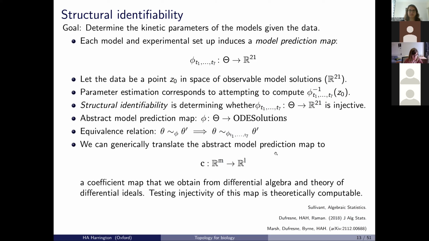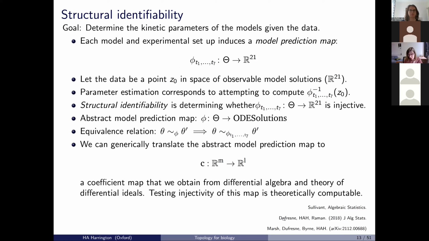Now, by using the theory of differential algebra and differential ideals developed by Ritt and Kolchin in the 50s, 60s, 70s, we can translate asking injectivity about this abstract model prediction map into looking at a different coefficient map. Testing injectivity of this map is theoretically computable, and therefore we can then say something about whether we can recover the parameters from our model.